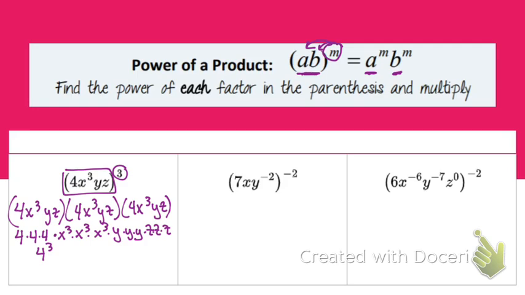Now we can use our product property for that, or we could expand it. So x cubed times x cubed times x cubed, that's 3 x's plus another 3 x's plus another 3 x's. Y times y times y, z times z times z. And that gives us our answer there.